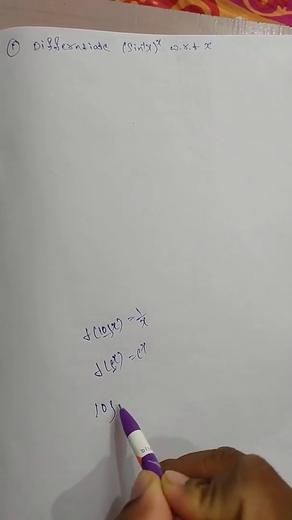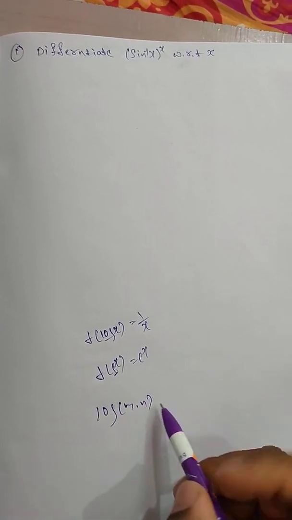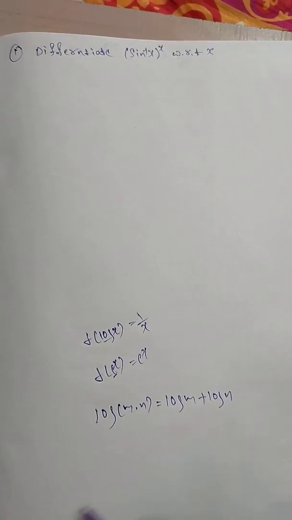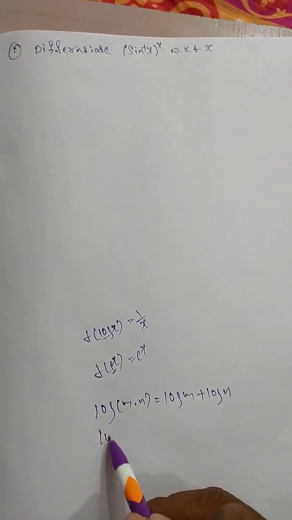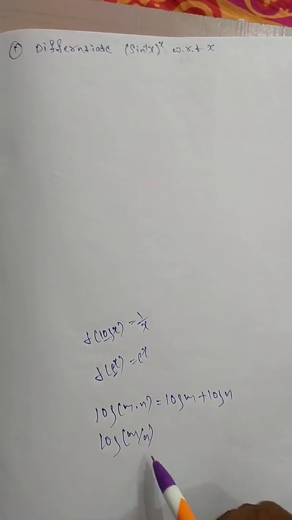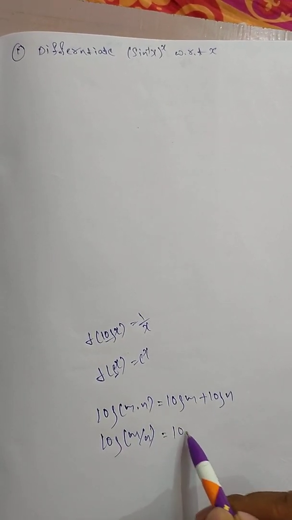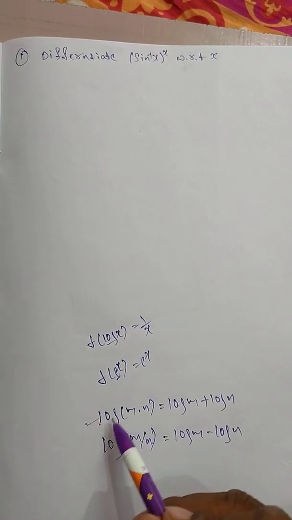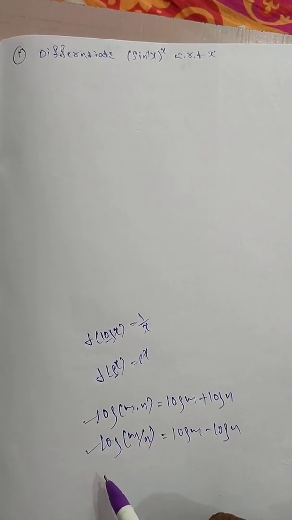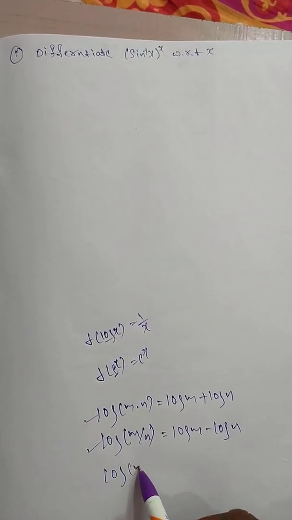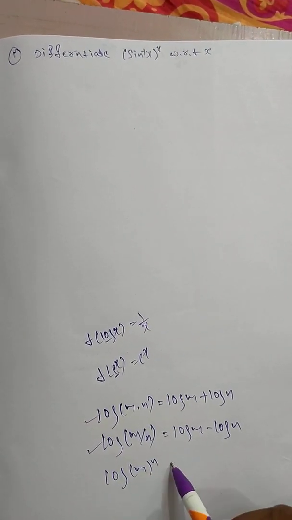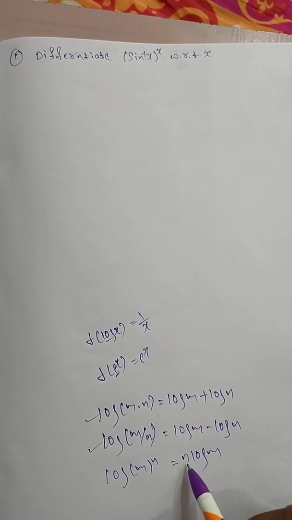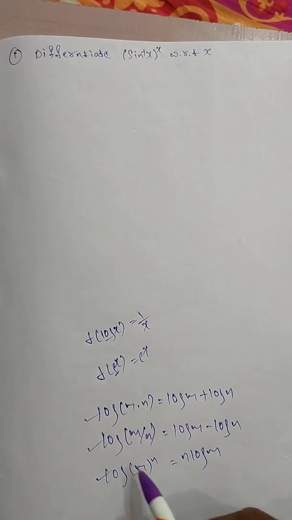Log m into n. What is log m into n? It is log m plus log n. Log m by n. What is log m by n? It is log m minus log n. So this we call the product rule, and this is the quotient rule. Now log m to the power of n, you can write as n log m. The power will come next to log. So this is the power rule.